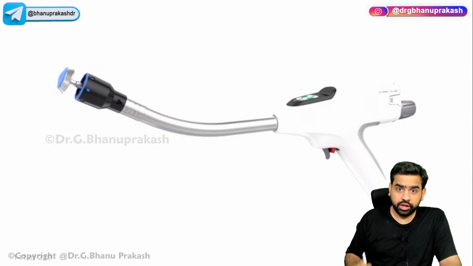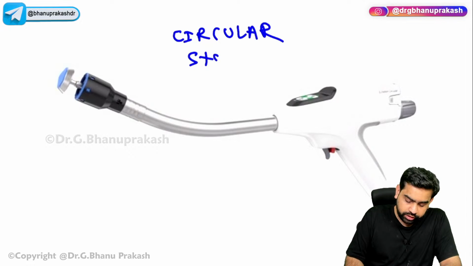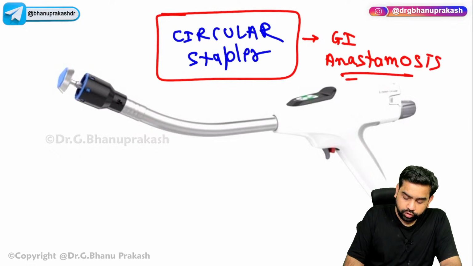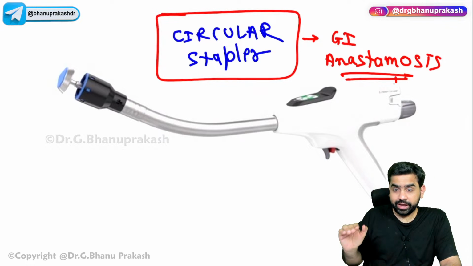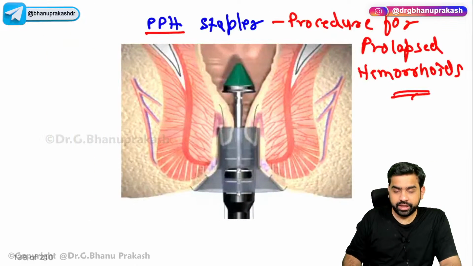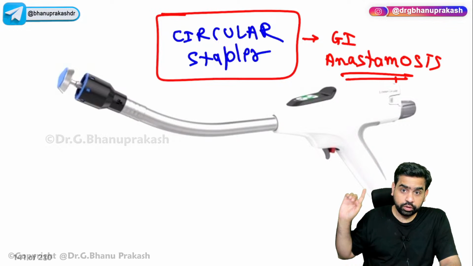Okay, what is this? This is a circular stapler, which is basically used for the GI anastomosis. So for GI anastomosis, what you basically use is a circular stapler. Do not confuse this with the PPH stapler. They are different. This is used for the hemorrhoids, and this is what is used for the bowel anastomosis.